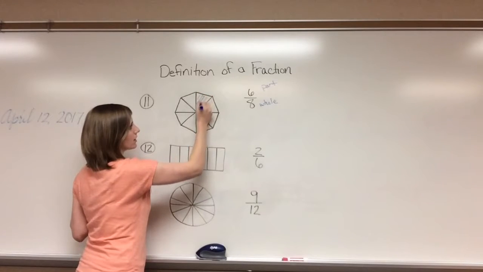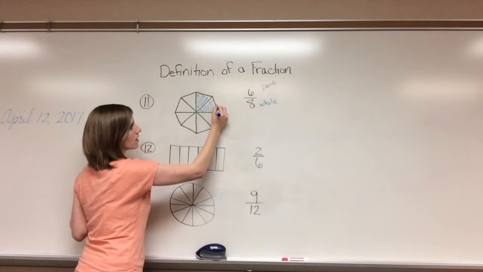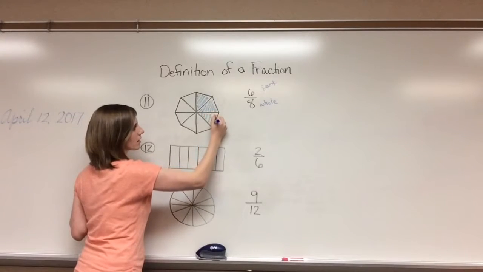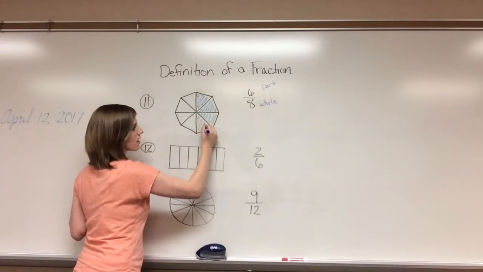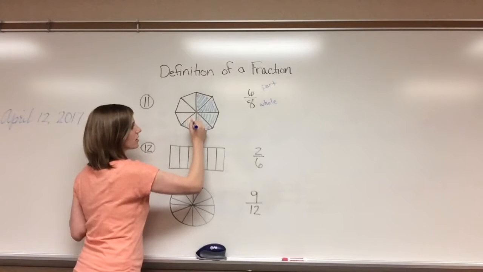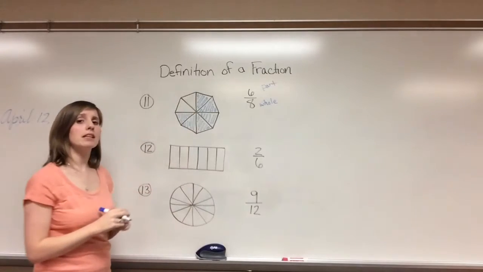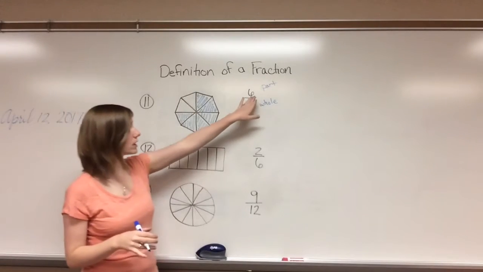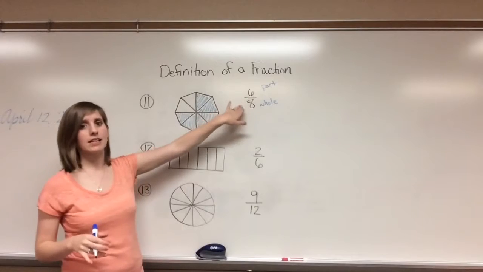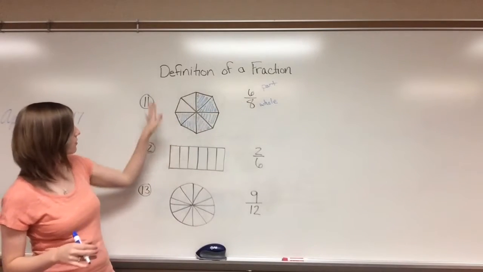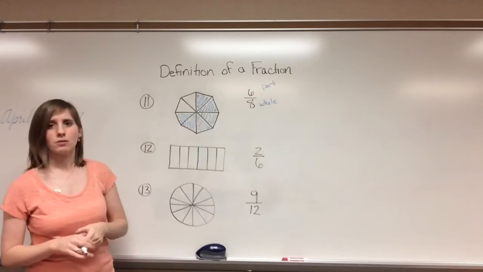So here's 1, here's 2, 3, 4, 5, and 6. These 2 pieces should be left unshaded because I'm only supposed to shade 6 out of the 8 pieces. So for number 11, this is what it would look like.